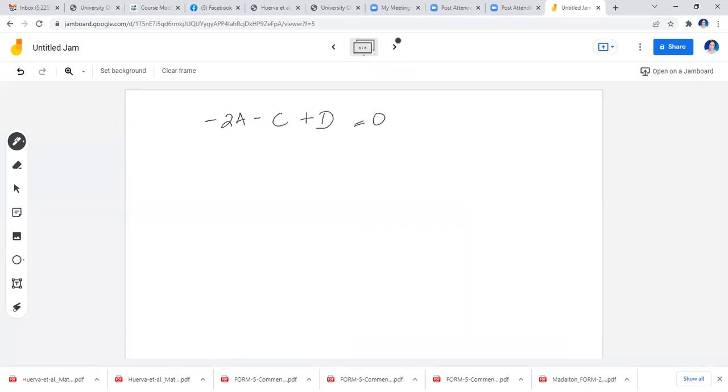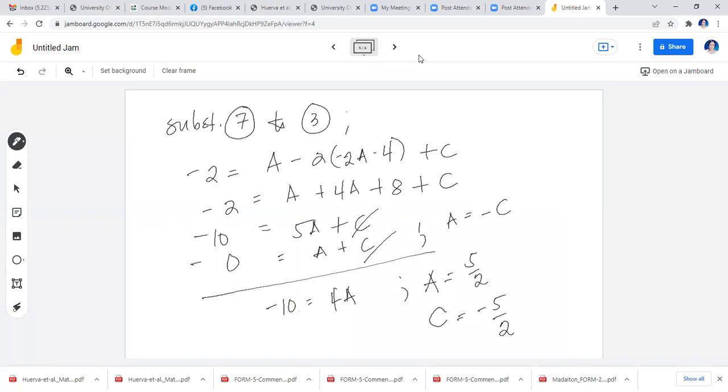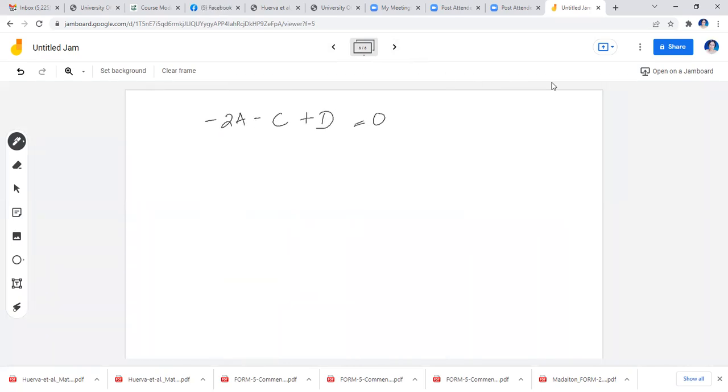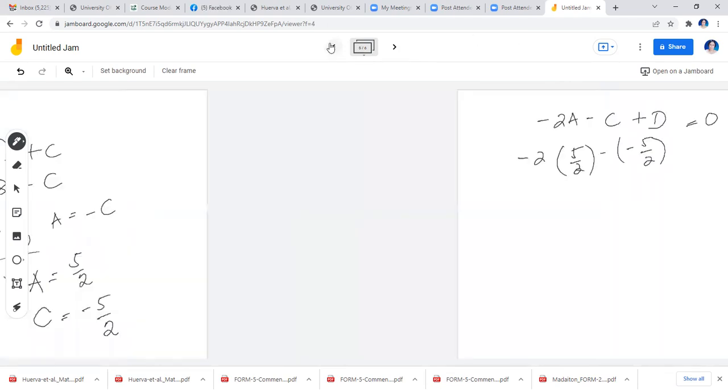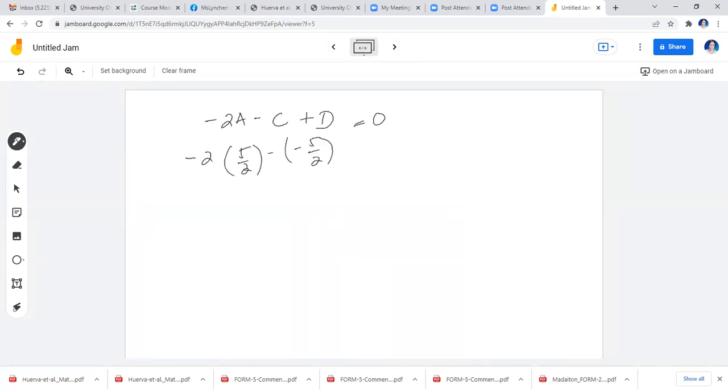You just substitute the 5 halves here for a and negative 5 halves for c. So negative 2, you have 5 halves and negative 5 halves for c. A is positive, c is negative, and you can solve for d. D is the only unknown here.